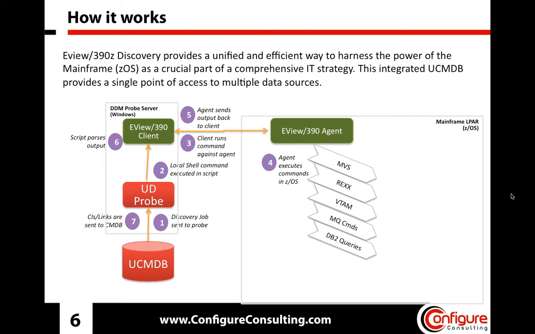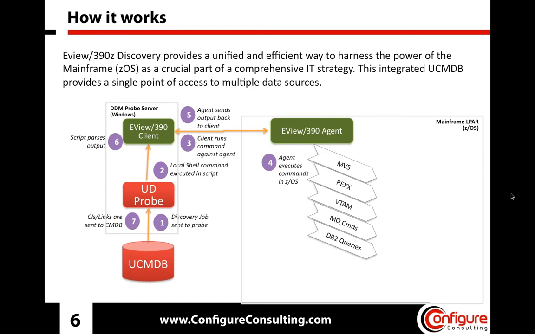So first I want to talk about how the EView product integrates with UCMDB. The basis for the discovery is an EView 390 agent that resides on each LPAR to be discovered. There is also an EView client that's installed on the Universal Discovery probe. It is the client that communicates with the agent and allows the discovery jobs to get the information needed to do the mainframe discovery.